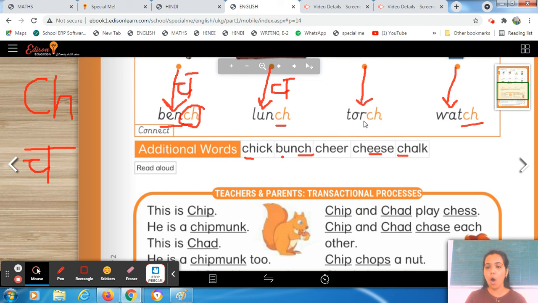Torch, torch. Long, loudly you have to do. Watch, watch. Next, check, check. Next, bunch, bunch. Next one is cheer. Next, cheese, cheese. Last one is chalk, chalk.